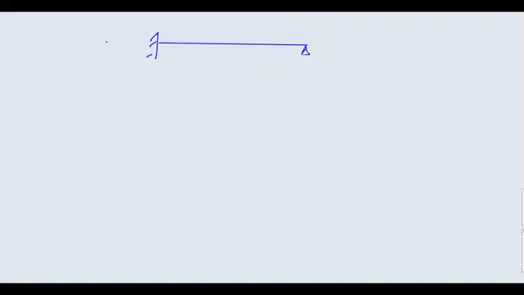This is your fixed beam and here you have a pin joint. This is also your fixed joint. Stiffness means M upon theta. That means what moment M should I apply here to create angle theta here. This M upon theta is your stiffness.